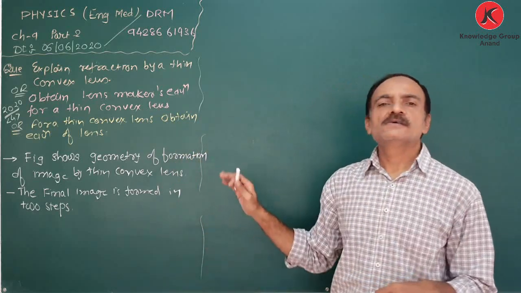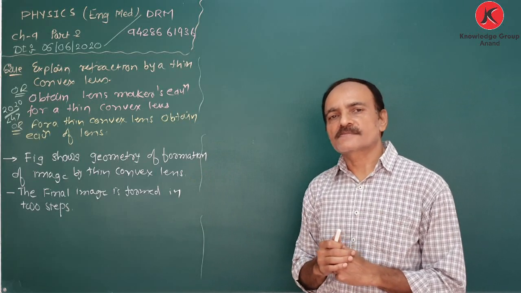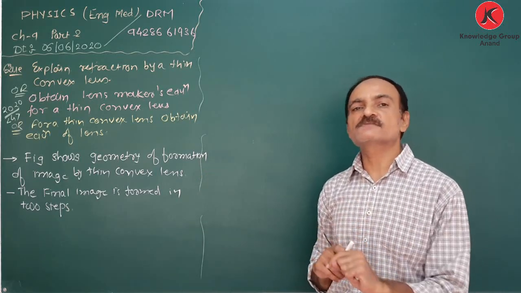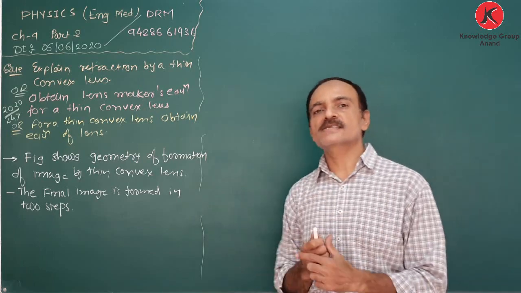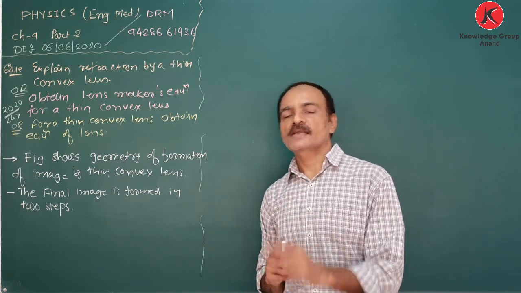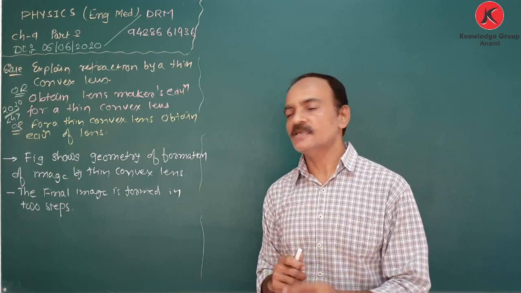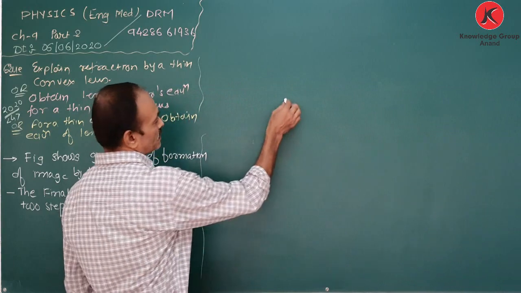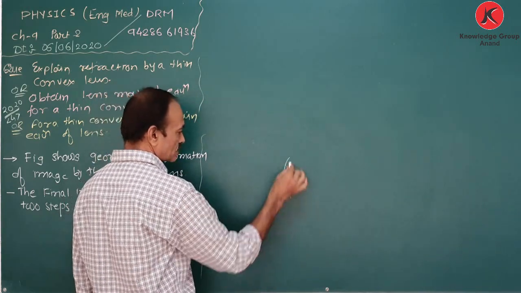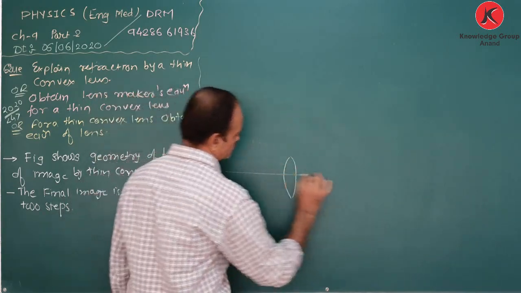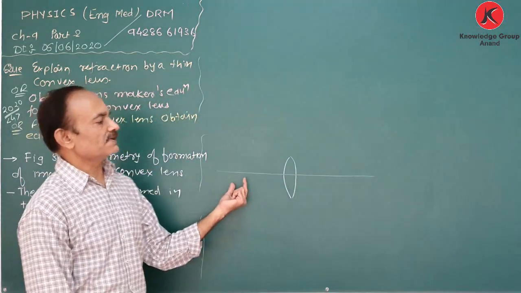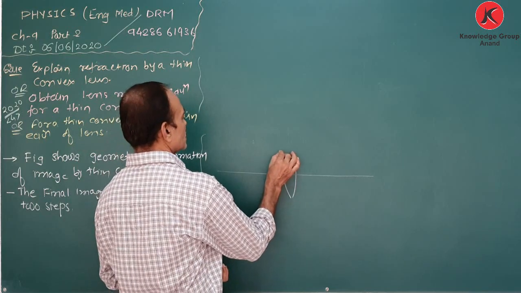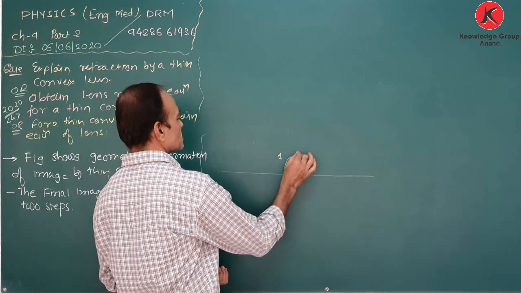Now, before we obtain the answer of this question, first we understand how the final image is formed by the thin convex lens due to the double refraction by both surfaces. For that purpose, here we consider a thin convex lens. There is the principal axis of the thin convex lens. It has two surfaces, there is surface 1, there is surface 2.